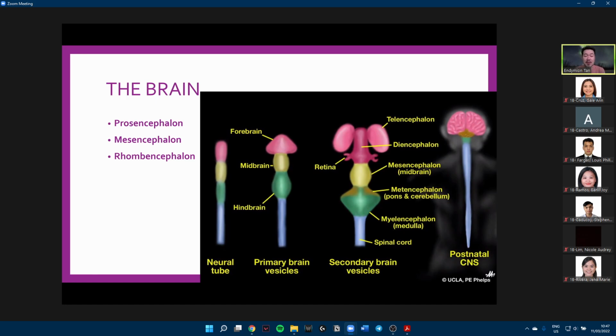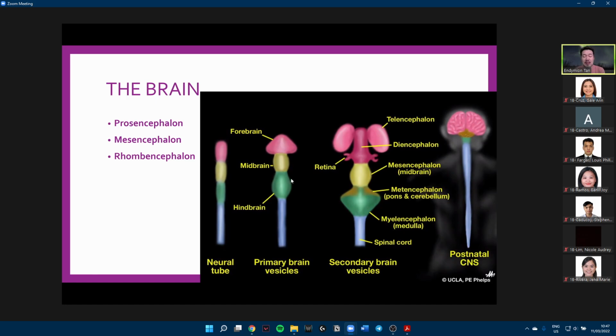So the three primary brain vesicles are your prosencephalon or your forebrain, the mesencephalon or your midbrain, and the rhombencephalon or your hindbrain. So they are your three primary brain vesicles because they will differentiate into the secondary brain vesicles. The forebrain or the prosencephalon would become the telencephalon and the diencephalon.